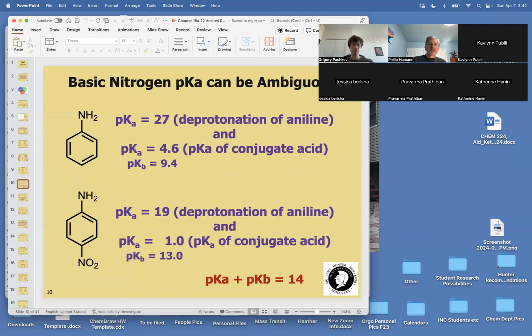This is talking to the double meaning of pKa of an amine. The normal pKa of aniline would be 5, but that's for the protonated form. The literal pKa of aniline is 27, which you can't do in water. And the same thing with nitroaniline. So you have to know which pKa is normally cited and which one you want. And finding the less common one can be a pain in the butt.